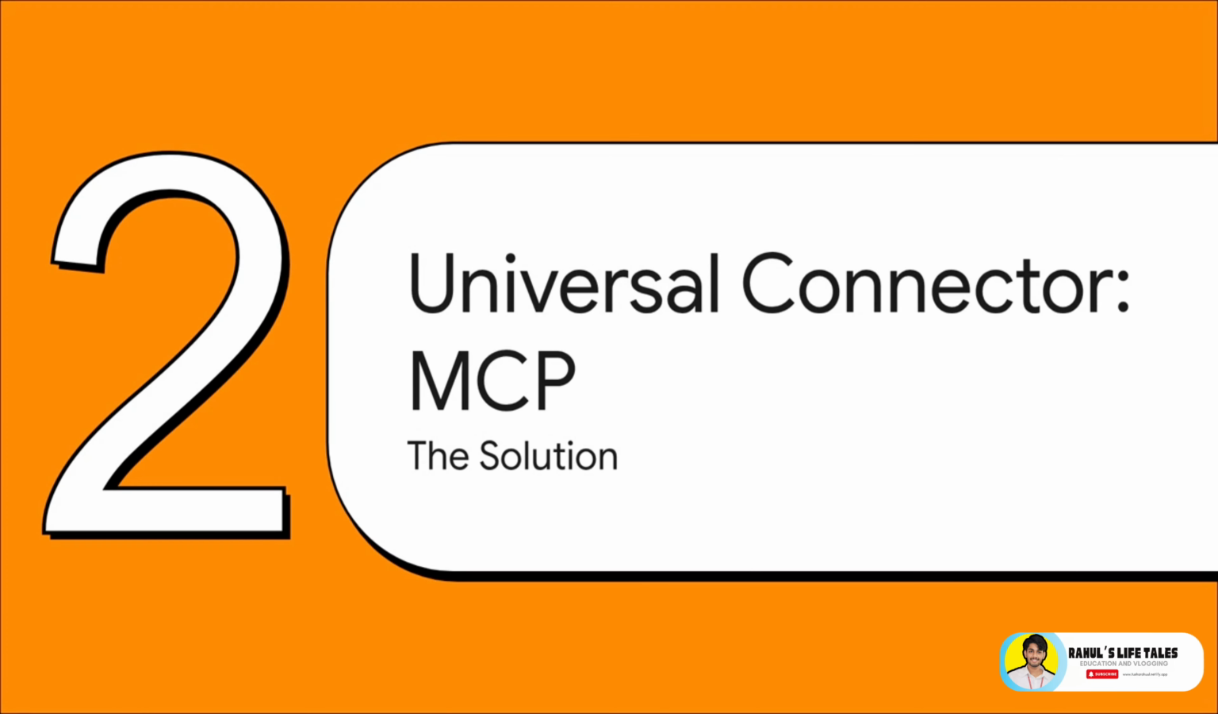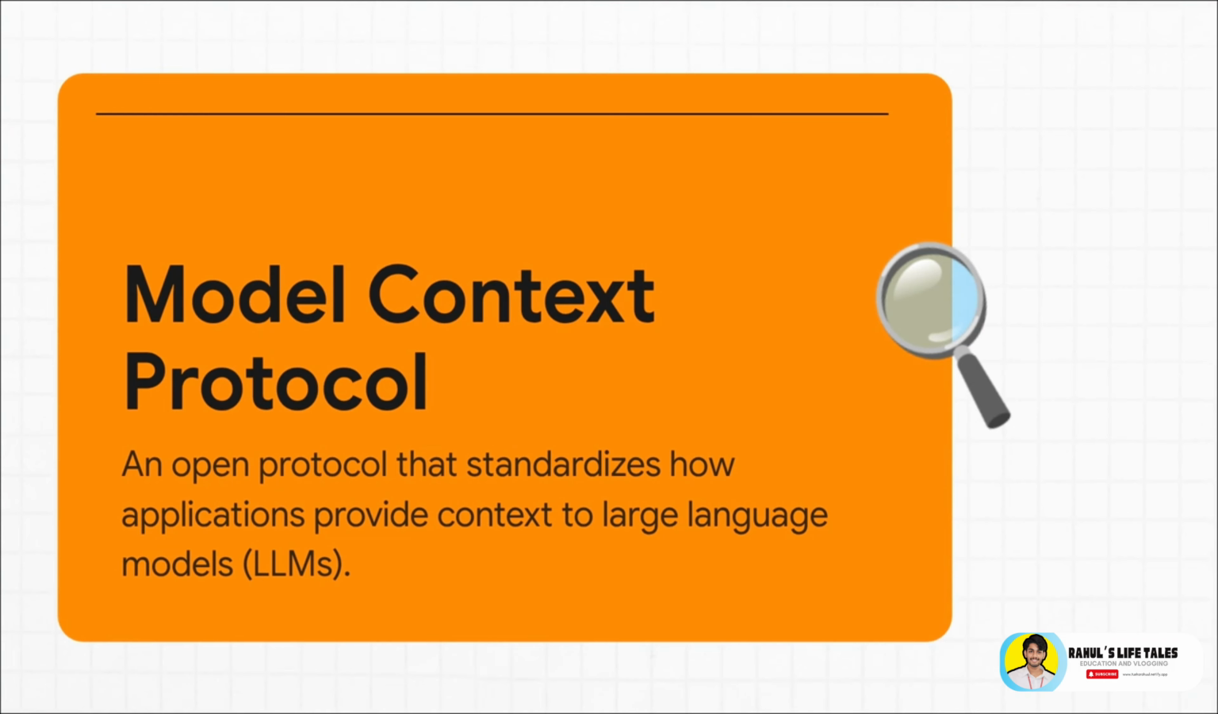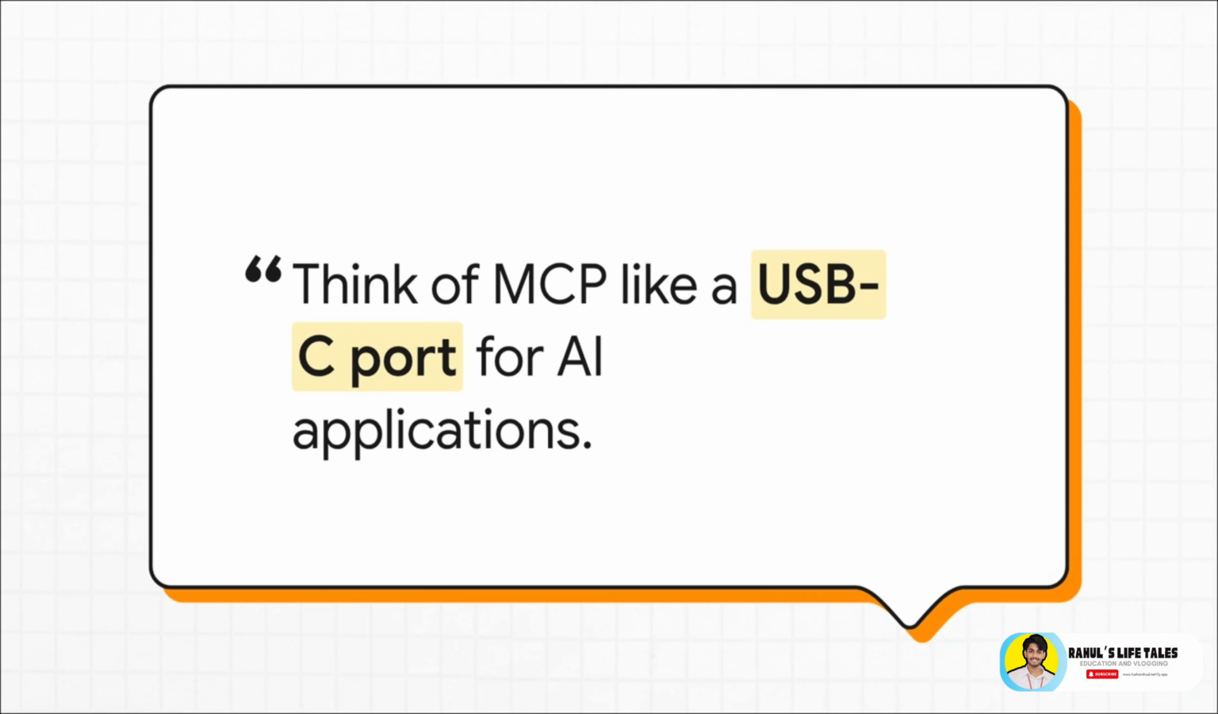Okay, so how do we bust down these walls? Well, this is where we get to the solution, a kind of universal connector. And that solution is a really cool new open standard called the Model Context Protocol. Let's just call it MCP. You can think of it as a common language, a standard way for any app to give context and tools to any large language model out there. And the absolute best way to get your head around this is with this analogy. Think of MCP as a USB-C port, but for AI applications.